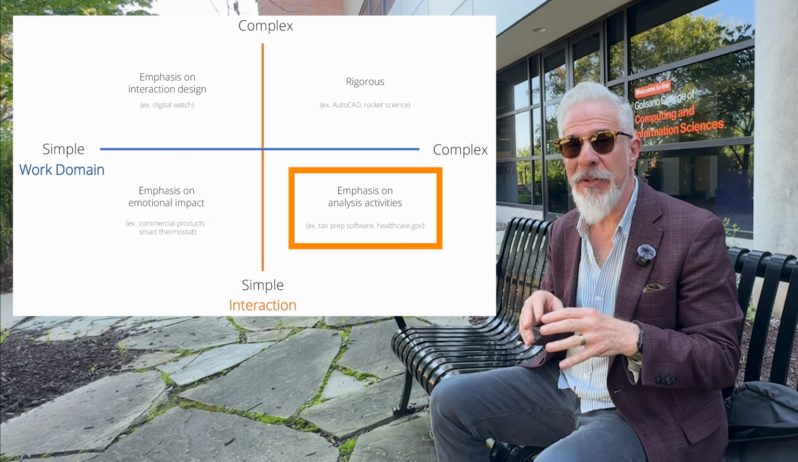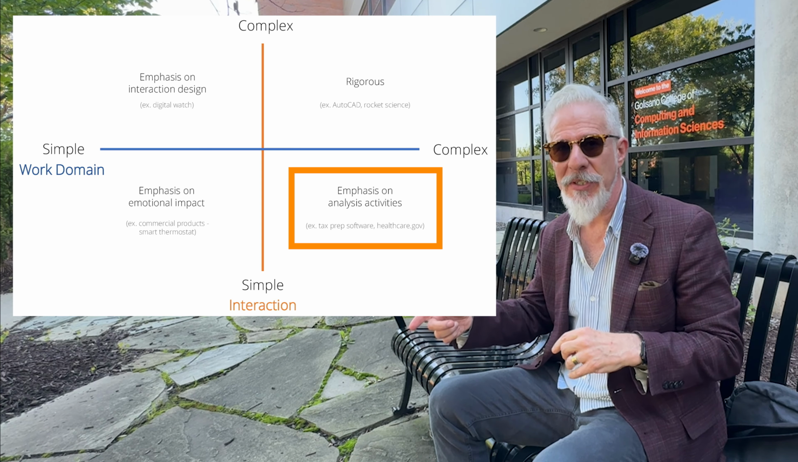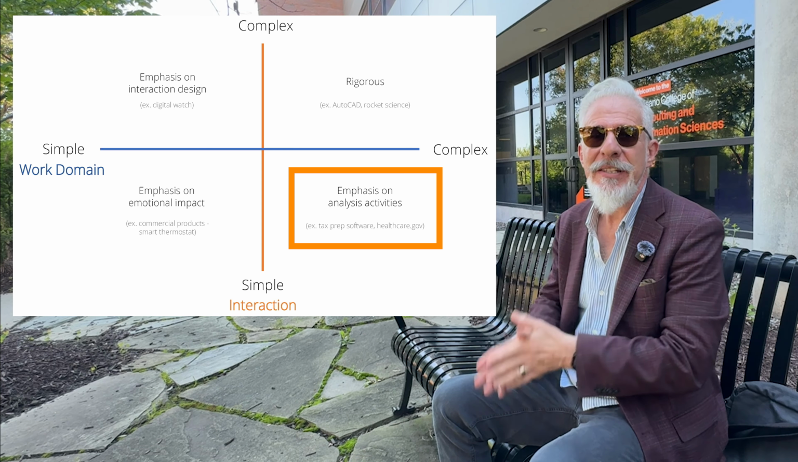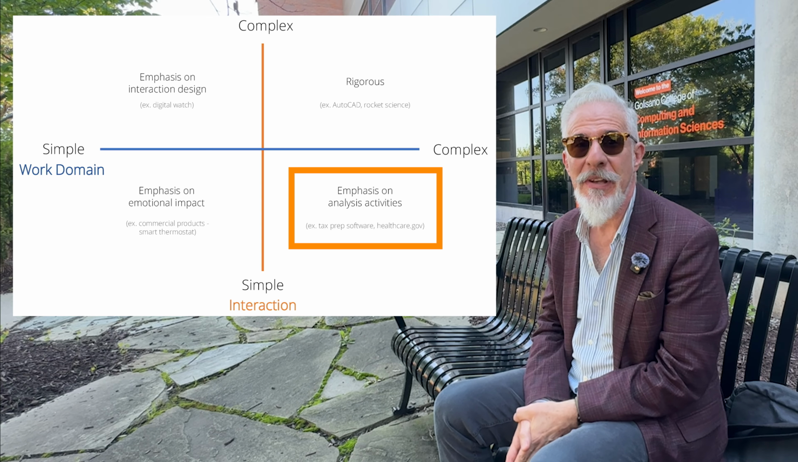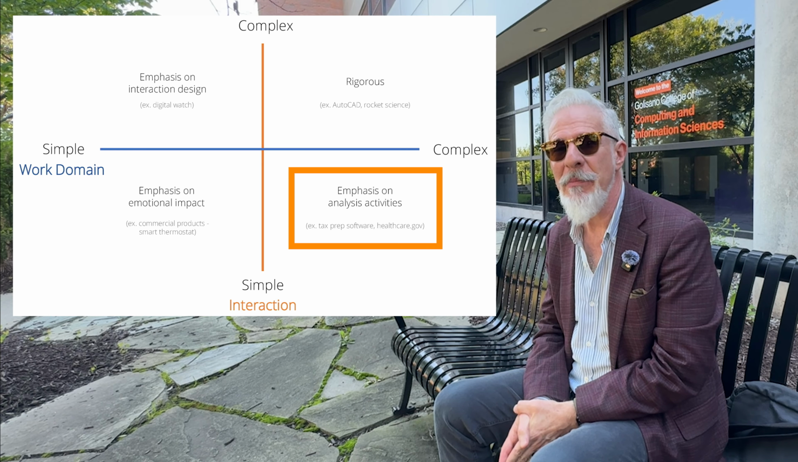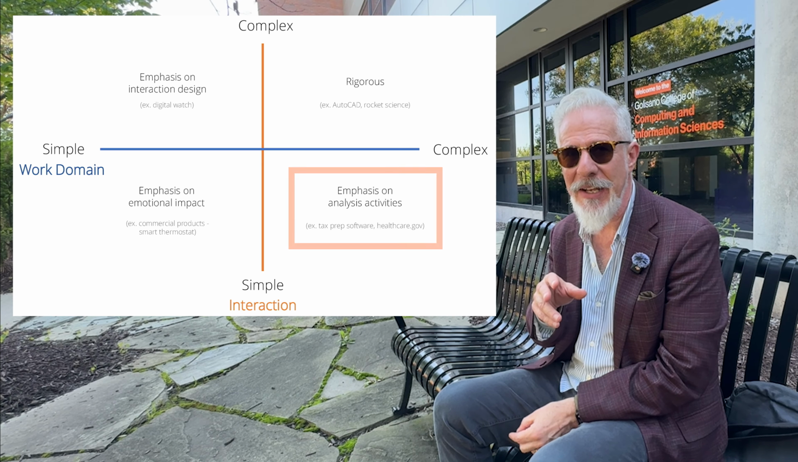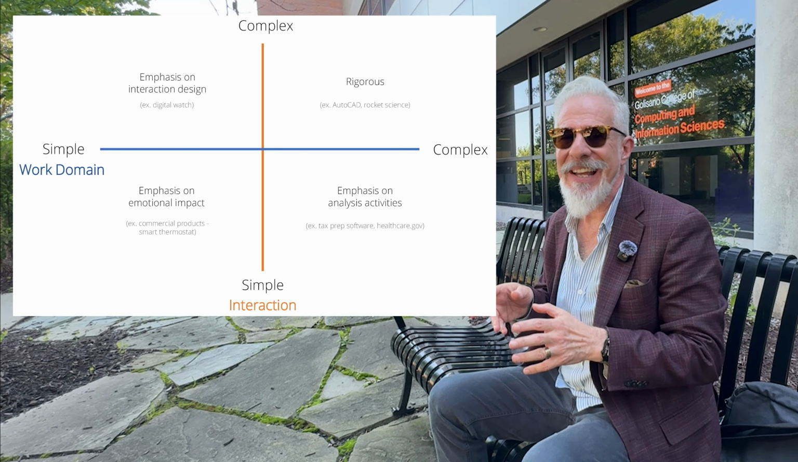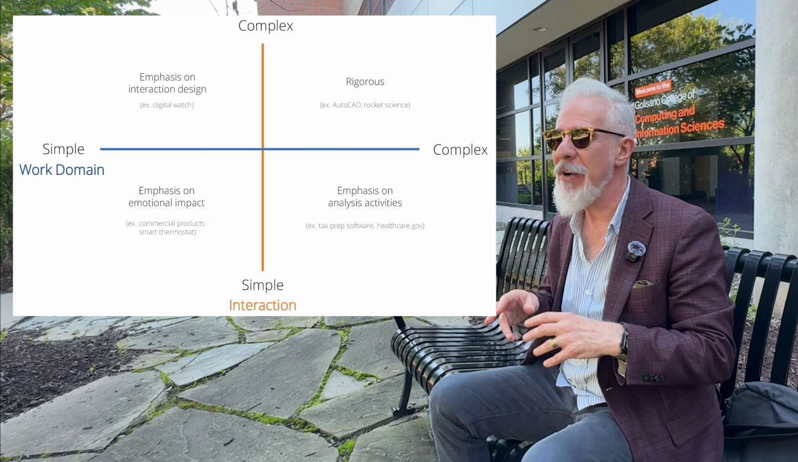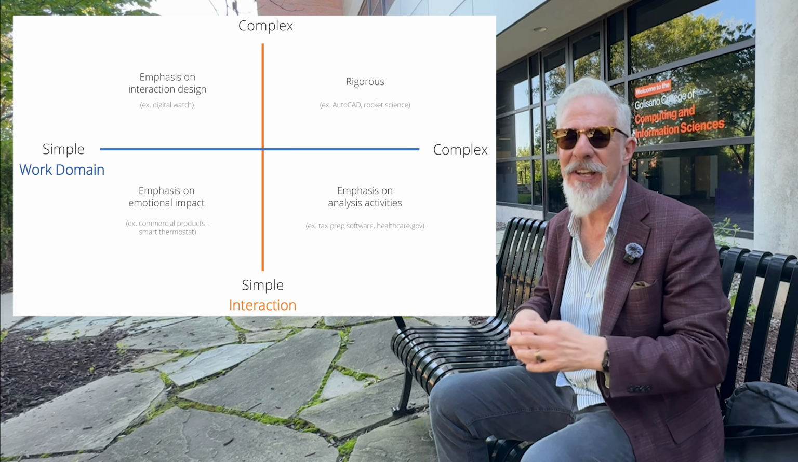And lastly, we have systems that have simple interaction but complex work domain. So in this case, the interaction can be as simple as filling out a form or typing in some numbers, but the domain itself is complex. So think of systems like tax preparation software, healthcare.gov or DocuSign.